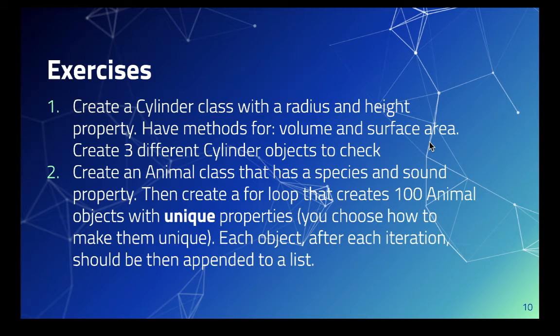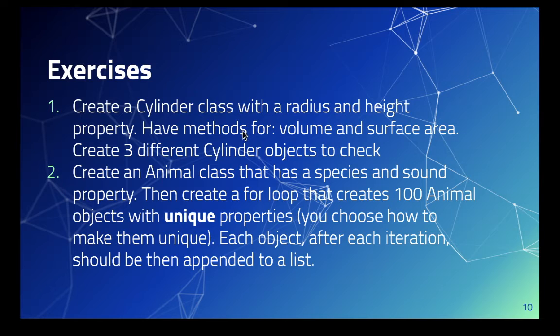These are our exercises to test your understanding on object-oriented programming. Here we have a cylinder class with a radius and a height property. Remember, you have to consider whether or not it'll be a class attribute or an instance attribute, whether or not it can change based on the type of object or based on each object, and have methods that can calculate volume and surface area. If you're not sure on the formulas, you can Google them, and probably the first result will get you a formula on how to calculate this.